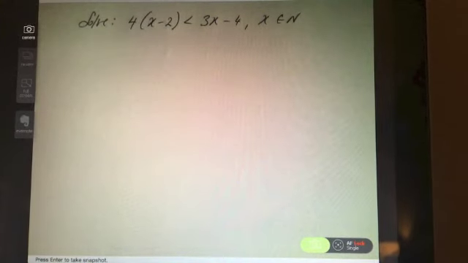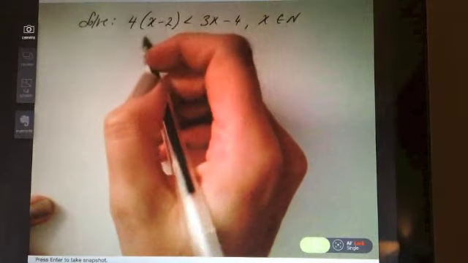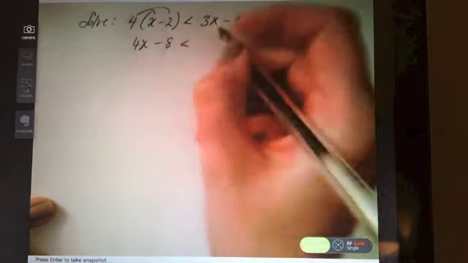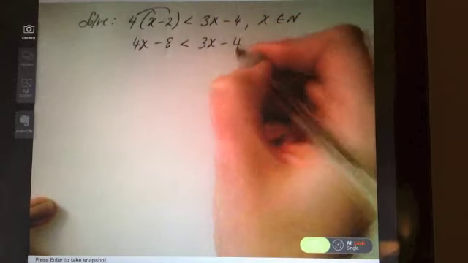Okay, try this one. Again, pause the video, see how you get on with it. And so with this one, what I'm going to do first is multiply out my brackets. So 4 times x is 4x, 4 times minus 2 is minus 8, less than 3x minus 4.